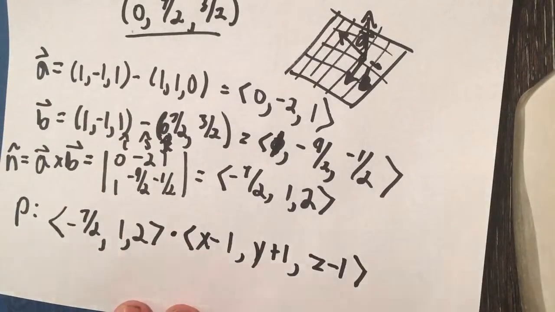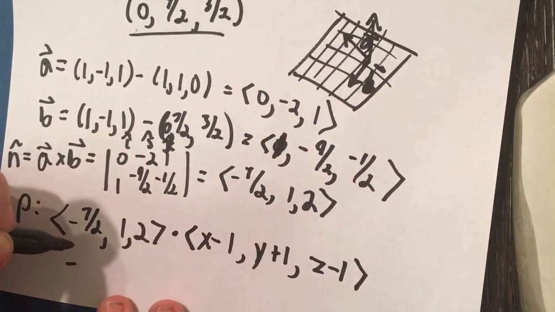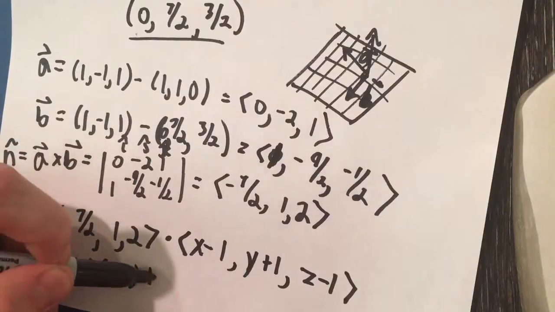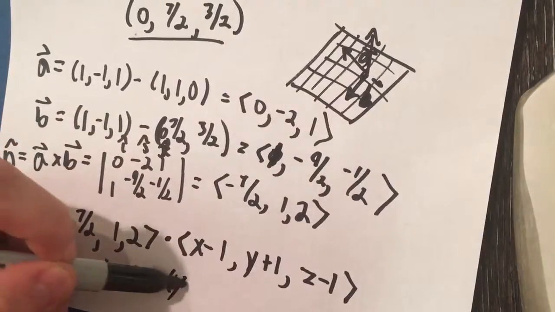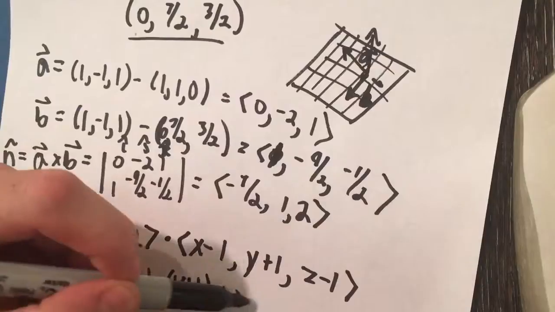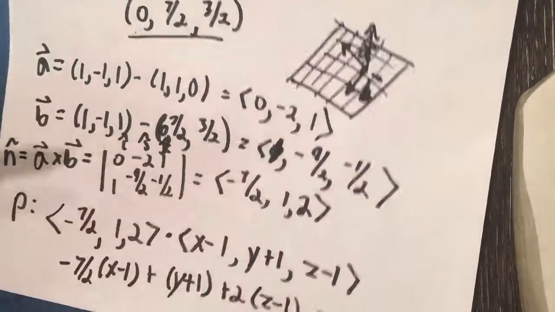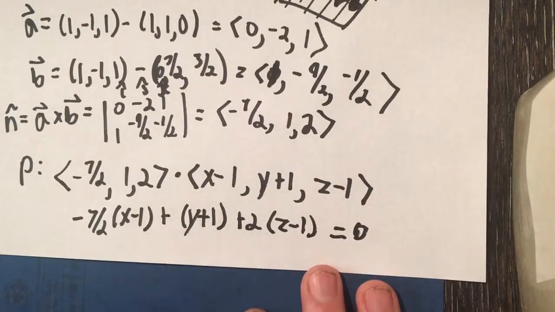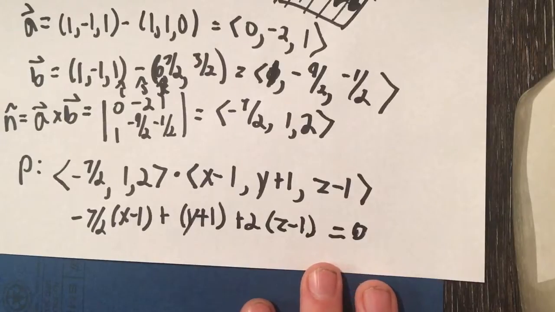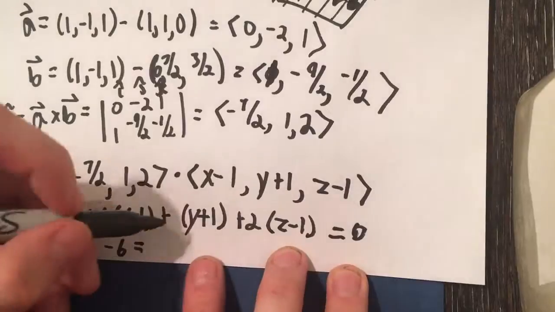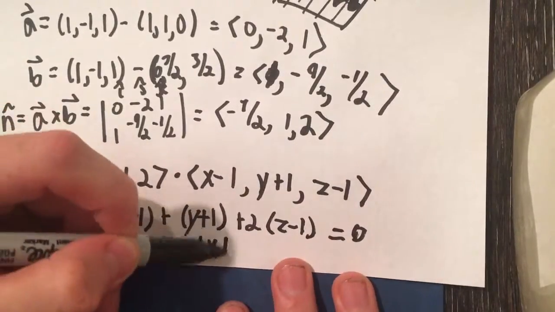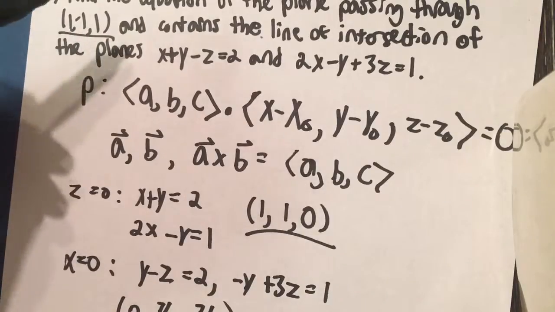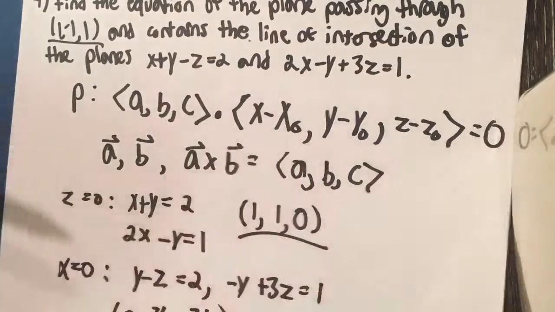When we do this dot product, we get the equation -7/2 (x - 1) + (y + 1) + 2(z - 1) = 0. What I did here is I plugged in the normal for each of these values, and then I plugged in x0, y0, and z0. When we multiply this out and distribute and solve so that it is in standard form, we would get -6 = -7x + y + 2z. And that is the equation of the plane that passes through the point (1, -1, 1) and contains the line of intersection of these two planes. That is your solution.